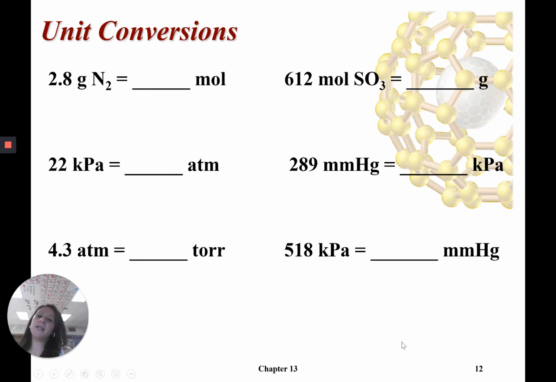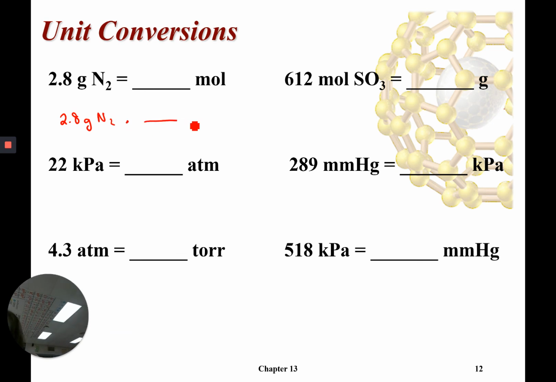Let's go to amount next. So going from grams to moles and moles to grams, I can use my molar mass. 2.8 grams of N2. Put grams on the bottom, moles on top. 1 mole of N2 is about 28.0 grams. Hopefully you can do that in your head.